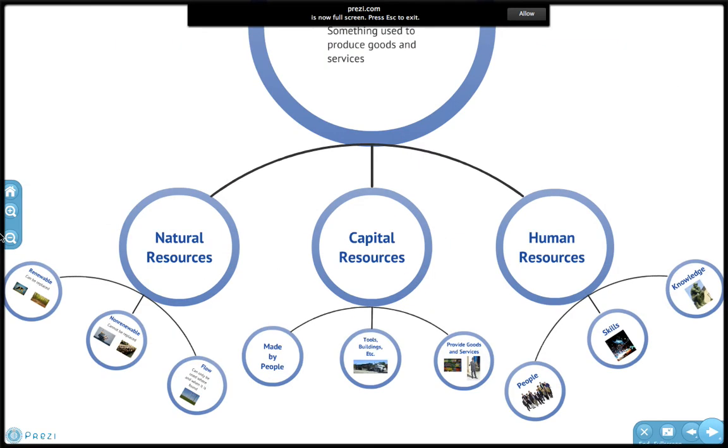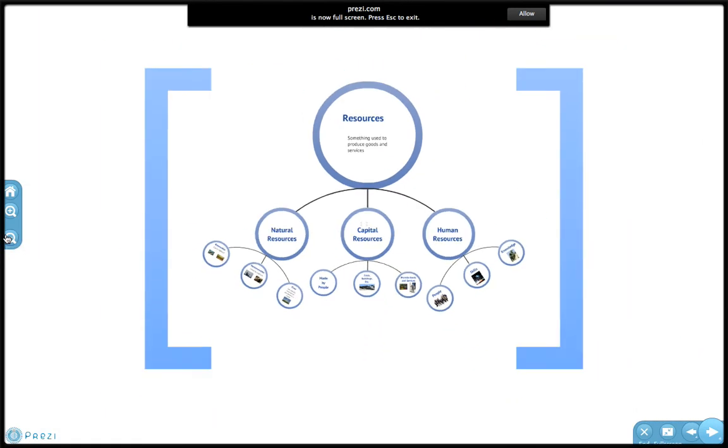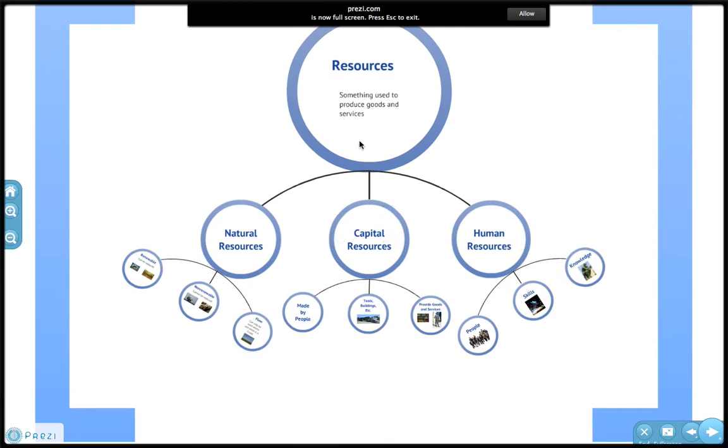I can zoom out just a little bit here so you can see, there's going to be one big circle up at the top, and in that circle we're just going to put the word resources. Okay, we got a little short definition here. We'll talk about that in a minute. But underneath that, there's going to be 3 categories of resources. We have natural resources, capital resources, and human resources. And we've also got some other categories underneath each one of those. So it's very important that you pay attention right here.